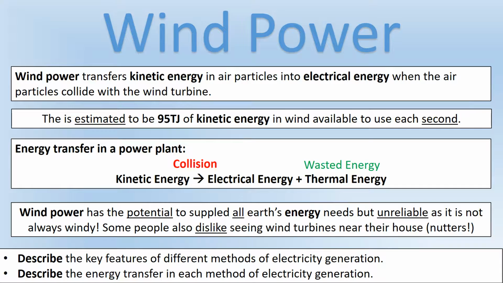The next quite common one we see is wind power. So wind power takes the kinetic energy from air particles in wind, and it turns it into electrical energy when the wind turbine spins. So it spins a generator and we get electricity. From recent estimates, I had a look at some studies to find this value. There apparently are about 95 terajoules of kinetic energy available in wind every second. So again, there's enough energy out there to supply the whole of Earth's energy needs, but it's not very reliable.